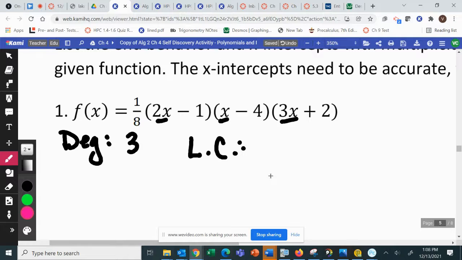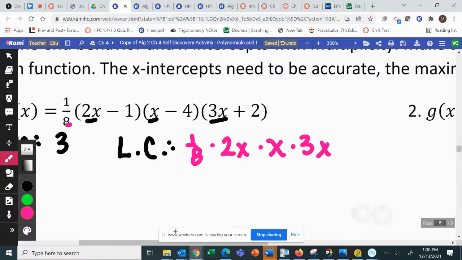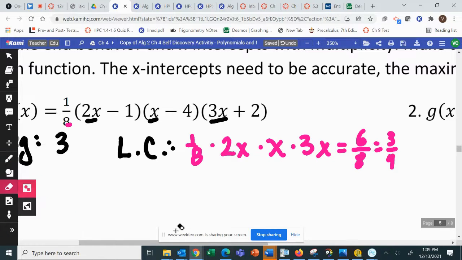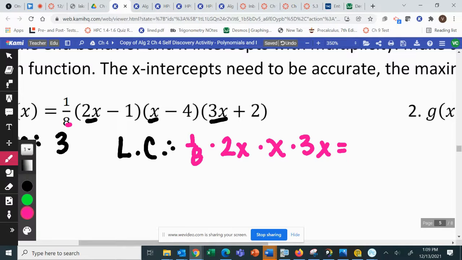you're going to actually have to multiply out 1/8 times 2x times x times 3x to actually find the coefficient. I guess you don't need to multiply the x's because the x's tell me the degree. But for the leading coefficient, you're going to have to do 1/8 times 2 times 1 times 3, which is 6/8, which is 3/4. That was too thick. Sorry. Let me fix that. So there's my leading coefficient.